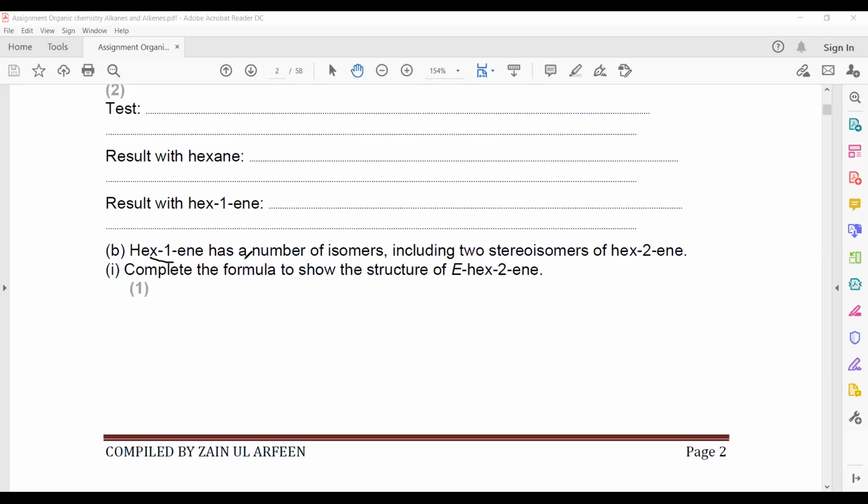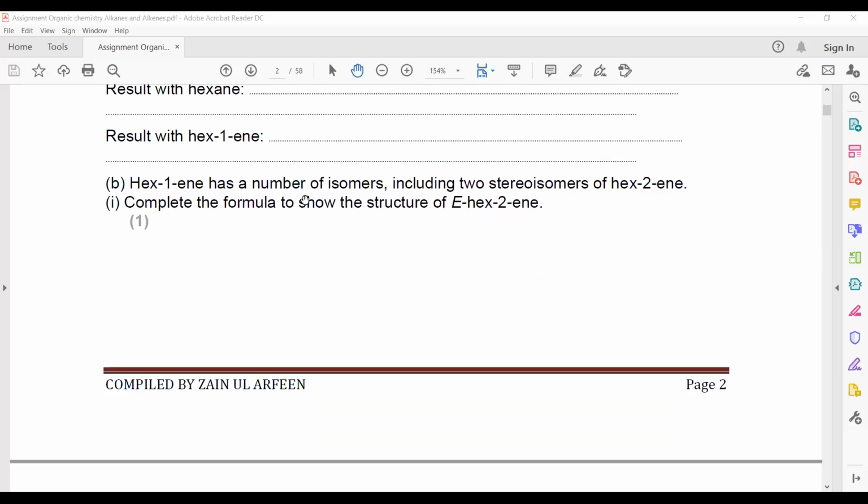hex-1-ene has a number of isomers, including 2 isomers of hex-2-ene. Complete the formula of E-hex-2-ene. So E-hex-2-ene means we have to draw the geometrical isomer in which the heavy groups are on the opposite side.